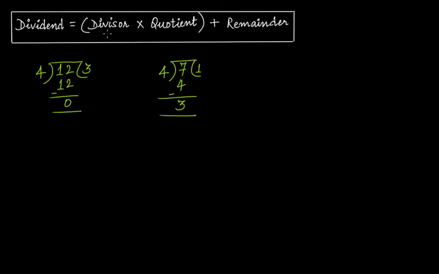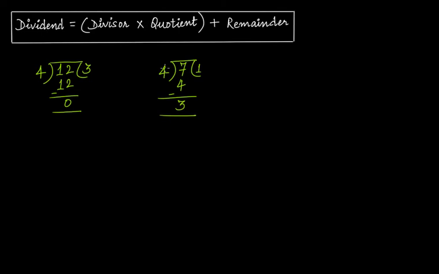Dividend is equal to divisor into quotient plus remainder. This is basic, third, fourth class grade mathematics that we know. So if 12 is divided by 4, 4 is the divisor, 12 is the dividend, and 4 times 3, so 3 is the quotient, goes 12, and you get 0 as a remainder. So if you put 12 is equal to 4 times 3 plus 0, you get 12 is equal to 12.